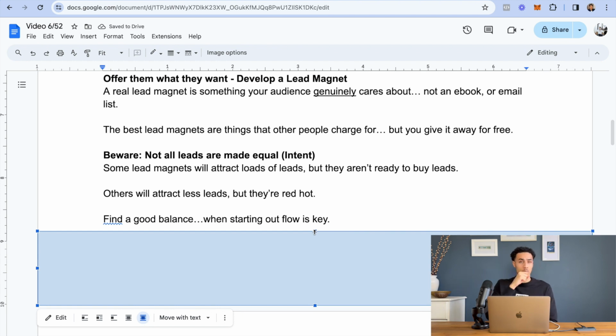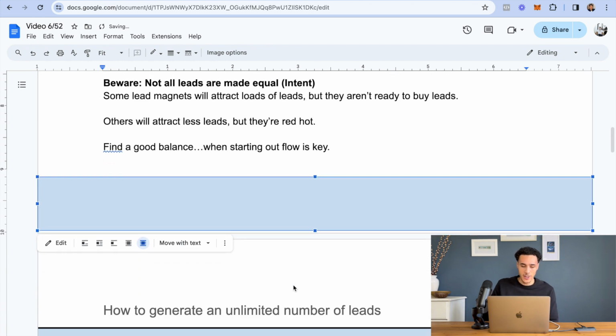When starting out, I want you to know, flow is key. So when starting out, normally I would opt for attracting loads of leads. The reason being is we just want to be seen. We just want to generate flow. We just want people to be somewhat interested in what we're doing, and then we can convert them later on. When starting out, if you go too hard-headed and you go too red hot, looking for leads that are perfect, then you're probably not going to make any money, because it costs a lot of money to get those red hot leads. Okay, so find a good balance, and when starting out, flow is key.